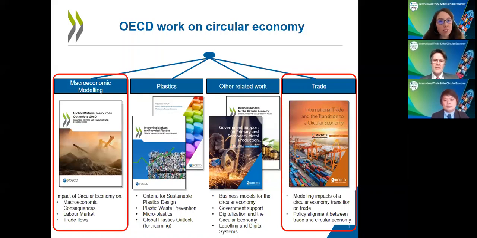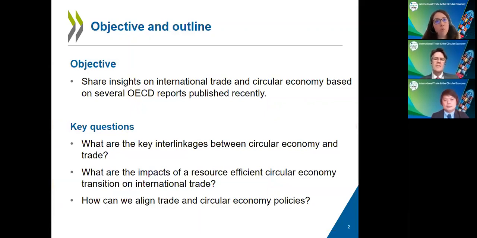So in this context, today's webinar will focus on highlighting the importance of mutual support and coherence of trade and circular economy policies. We will try to answer some important questions, including what are the key interlinkages between circular economy and trade? What are the impacts of a resource-efficient circular economy transition on international trade? And how can we align trade and circular economy policies?